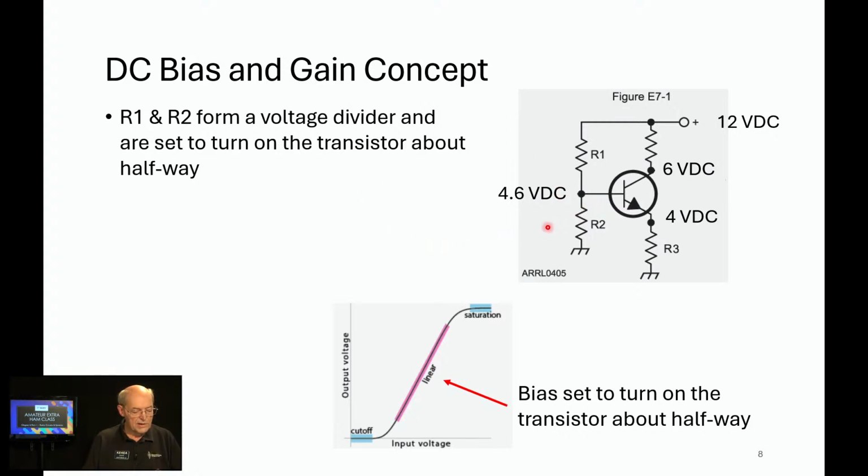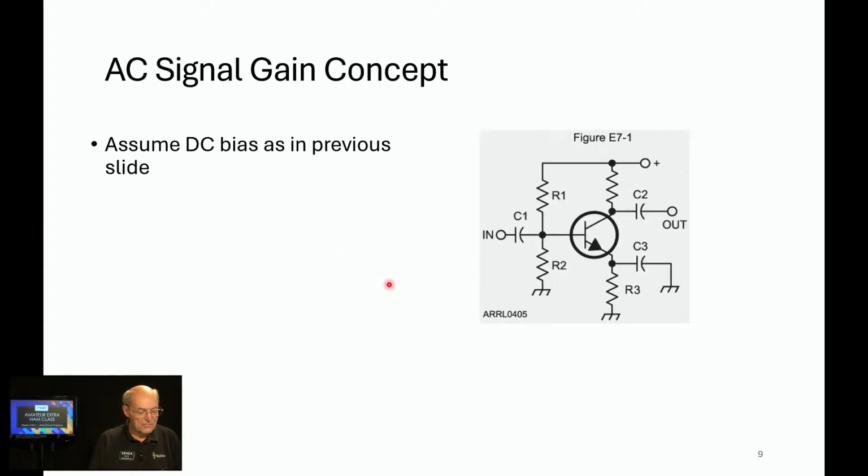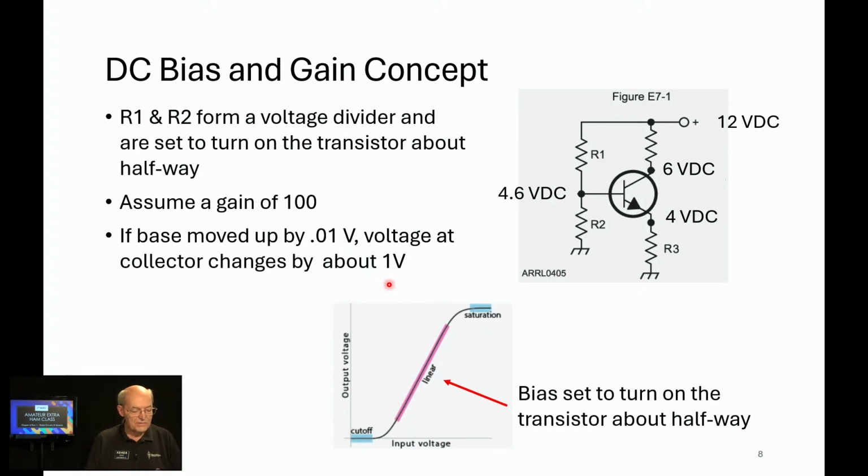And as we saw, R1 and R2 form that voltage divider bias to turn the transistor on about halfway. That happens to be for what we'll call a Class A amplifier, which we'll talk about a little bit later. So let's assume that we've got a circuit that's designed for a gain of 100. And if the base, I'm talking AC signal levels here coming into it, is moved up by 1/100 of a volt, let's say that the collector changes by about 1 volt. That would be a gain of 100. 100 times 1/100th is 1. So that's the concept of gain.